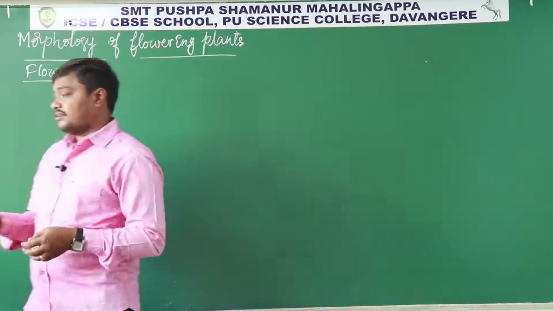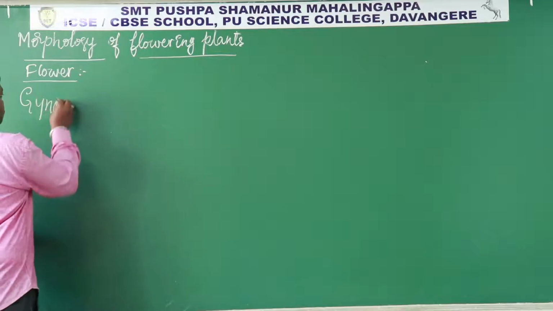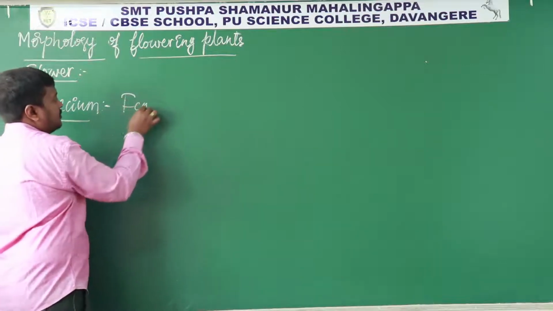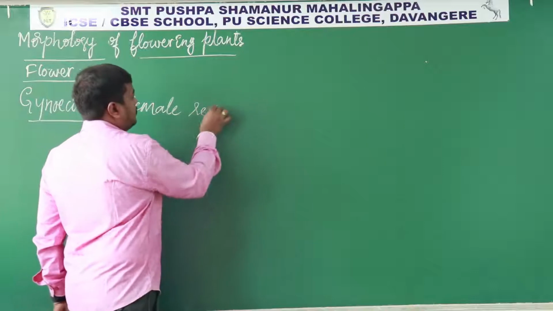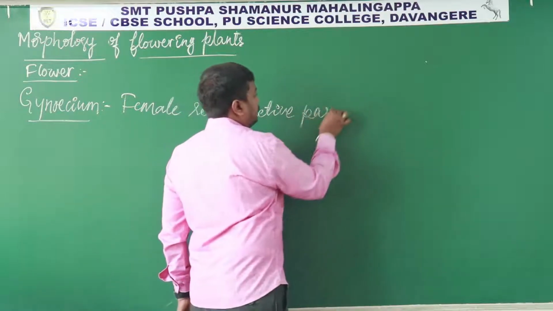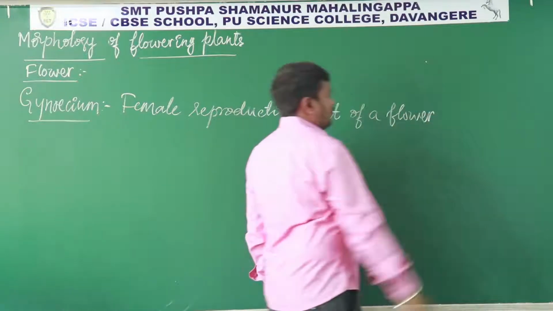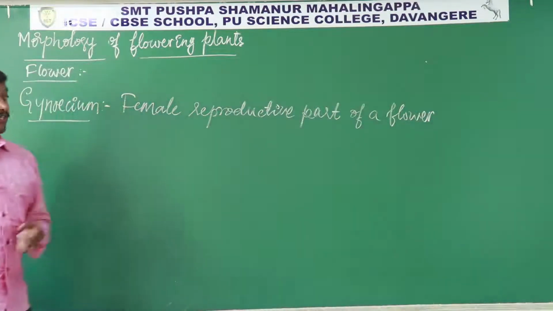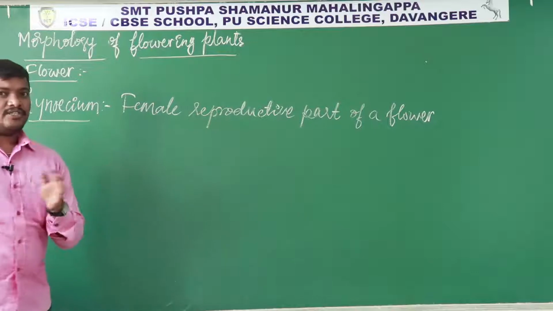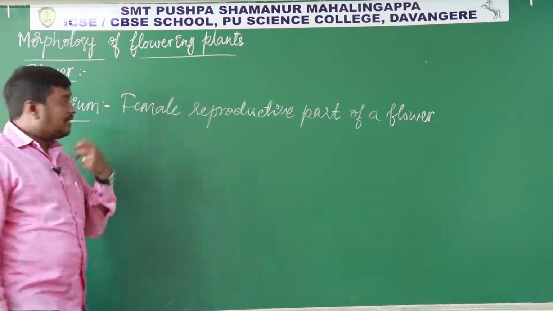The next part of the flower is the gynoecium. The gynoecium is the female reproductive part of a flower. The male reproductive structure is the androecium, and the female reproductive structure is the gynoecium. Similar to the androecium, the gynoecium is also a collective term. The individual member is called a carpel or pistil.